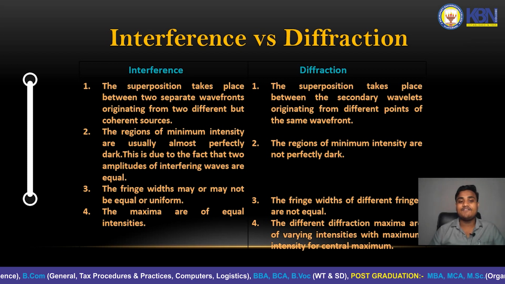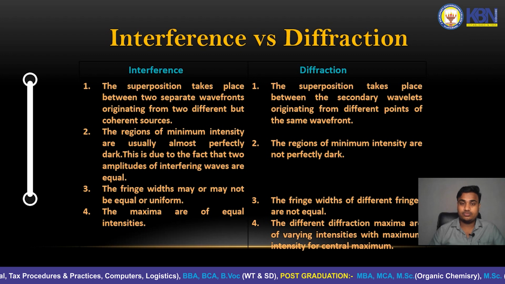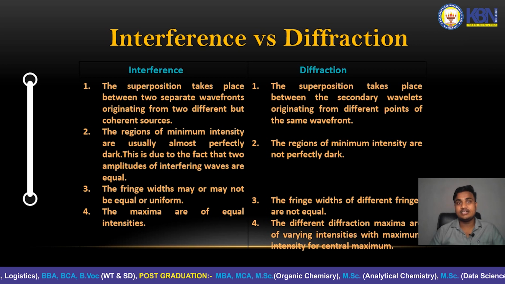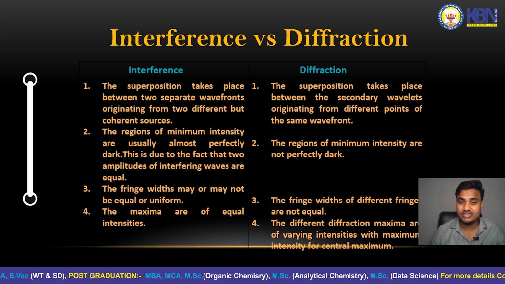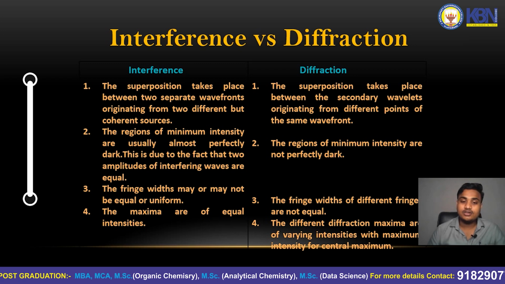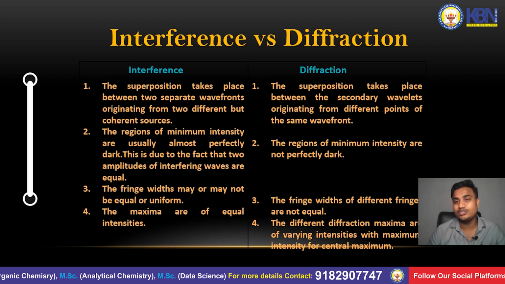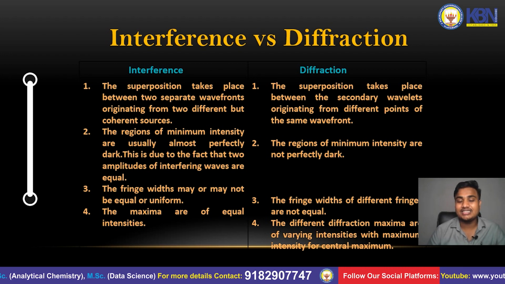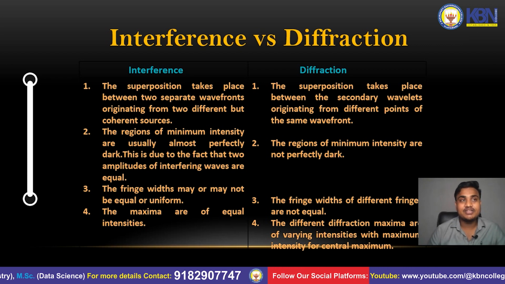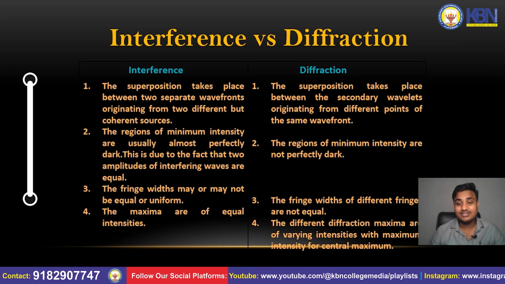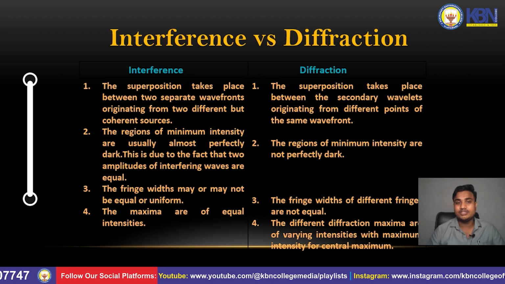Coming to the interference, the fringe widths may or may not be equal, or you can say they are not uniform. The fringe widths of different fringes are not equal here. The maxima are of equal intensities in interference. But coming to the diffraction, the different diffraction maxima are of varying intensities, with maximum intensity for the central maximum. In interference, the maxima are of equal intensity.